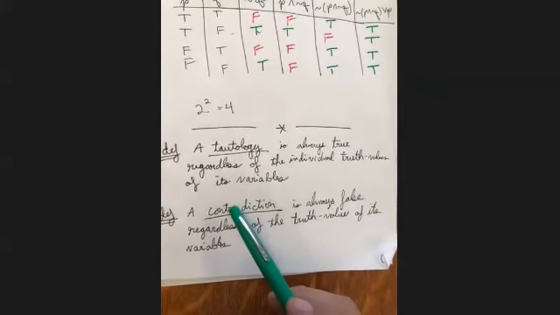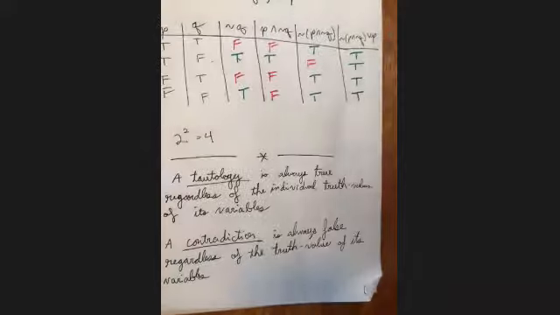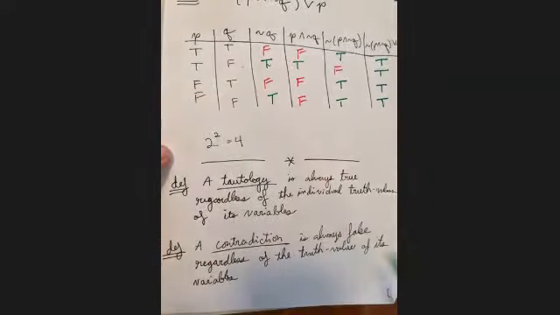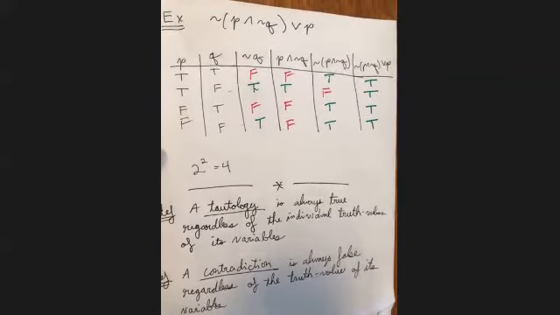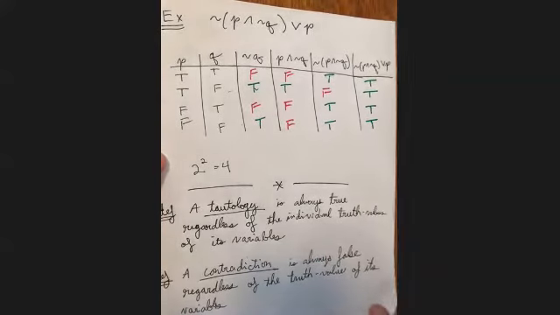The flip side of that is a contradiction. So if we had got all falses here, no matter what the assignments of truth values were, we'd call that a contradiction. So a contradiction is always false, no matter the truth values of the individual variables. So that's also a possibility, and we call that a contradiction. So here we had a tautology. We could end up with a contradiction, or we could end up with a mixture of true and false. That's totally feasible as well, and there's nothing wrong with that.